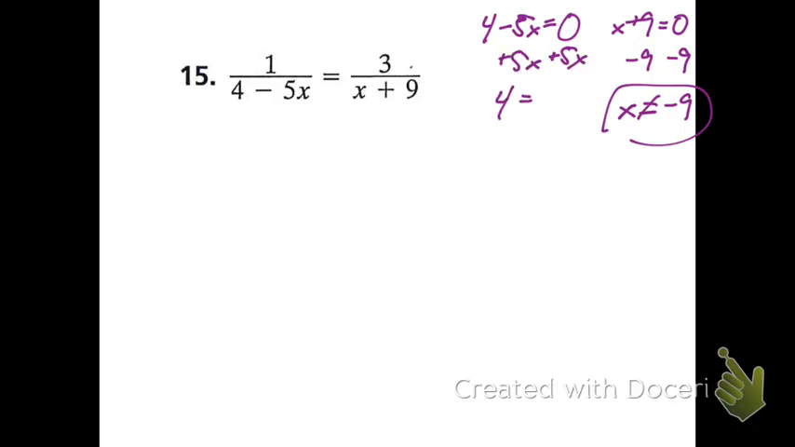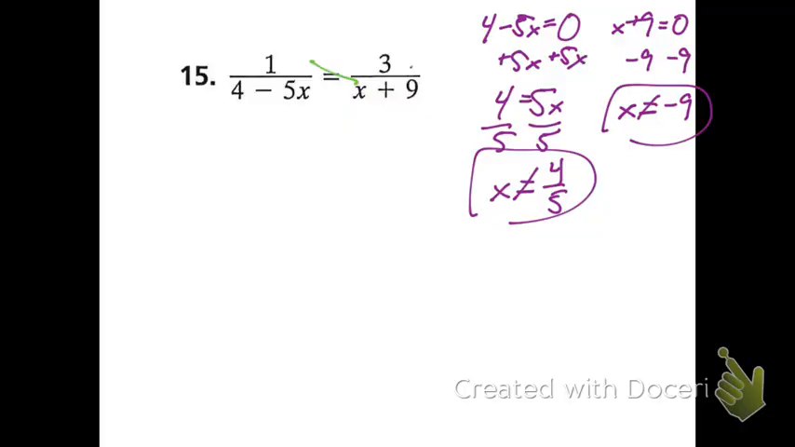we get 4 equals 5x. Divide both sides by 5. x cannot equal 4/5. Those are the two things it cannot be. Let's find out what it is. So I'm going to go ahead and multiply it here. 1 times anything is anything. So x plus 9 is equal to 3 times 4 minus 5x.